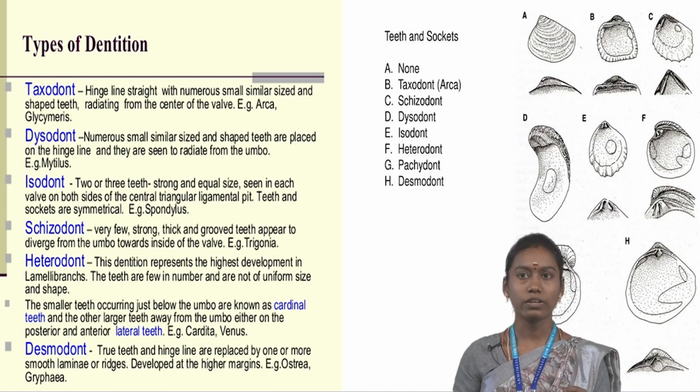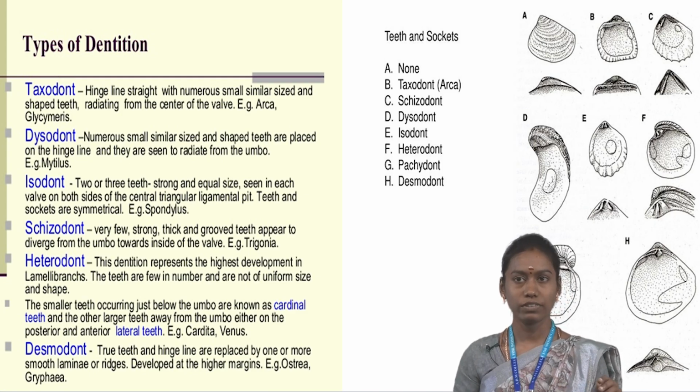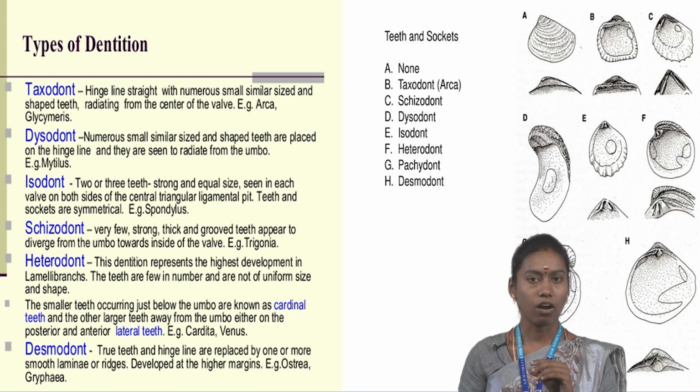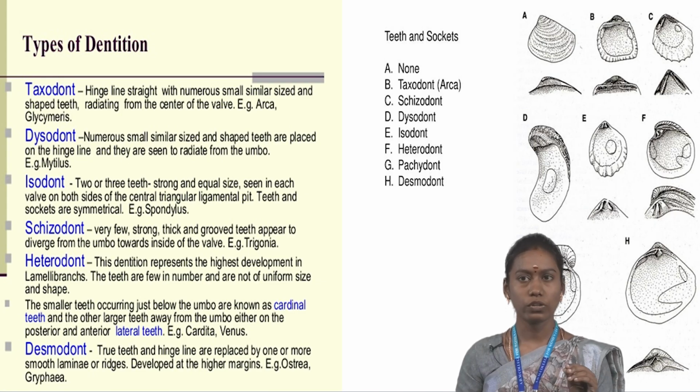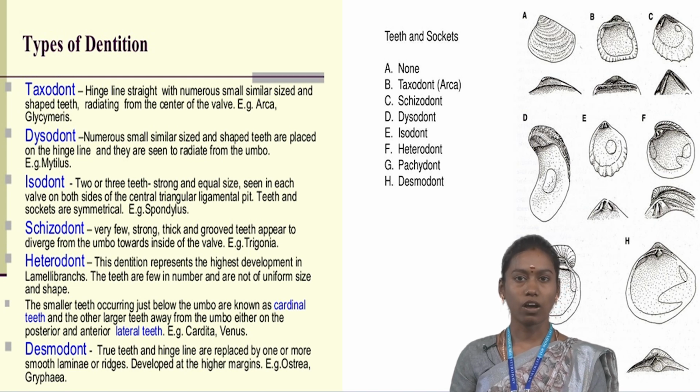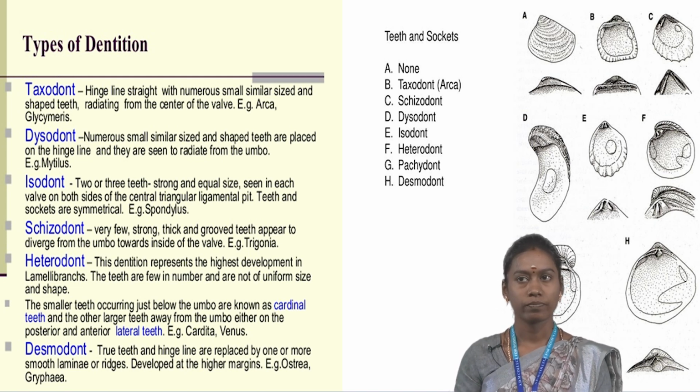In the taxodont, you can see the hinge line, which is straight with numerous small, similar sized and shaped teeth. All the teeth are very similar in size, and numerous teeth are present in the straight hinge line radiating from the center of the valve. They radiate from the center of the valve only. For example, we can say Arca and Glycymeris.